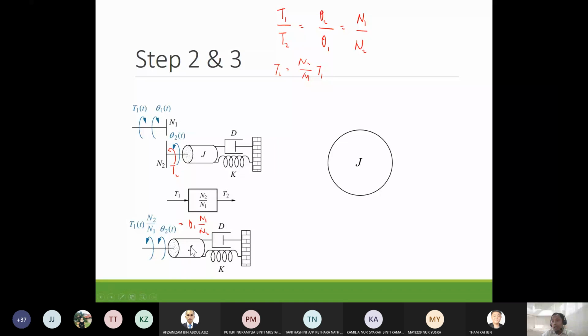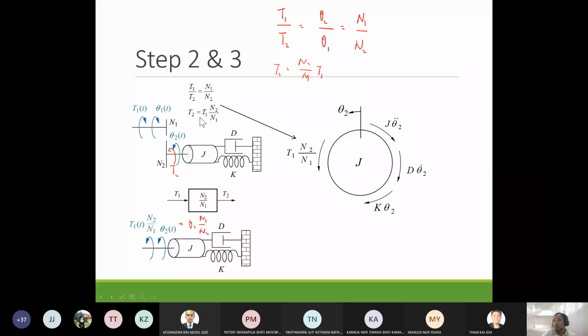So you can draw the free body diagram. Here theta2 is counterclockwise, sorry. Then we have the inertia from J. So J theta2 double dot will be clockwise. And then the damper and also the spring, all of these are clockwise. Then we also have the torque, which we have converted, so we use T2. T2 equals T1 times N2 over N1. So we have all of the forces here. Then you can write the equation of motion, and then convert into frequency domain.